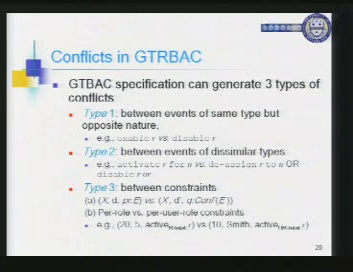Type 2, there could be cases where dissimilar types of events somehow oppose each other. For example, if there is an activation request to activate role R for user, and at the same time there is another event, deassign R for the user, we want to be able to resolve this case because you can't grant both the event requests. And type 3, we could have constraint specifications that are themselves conflicting.